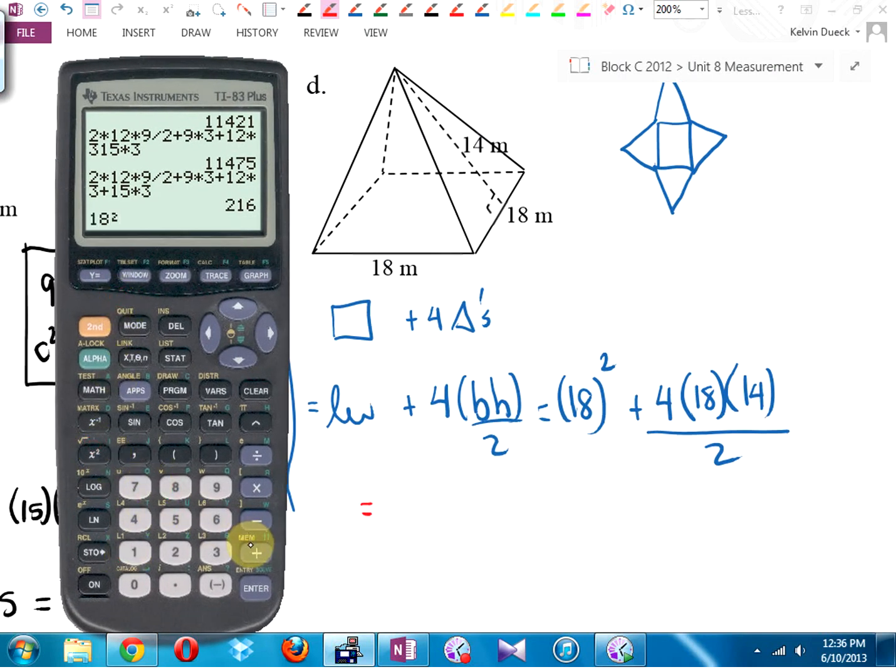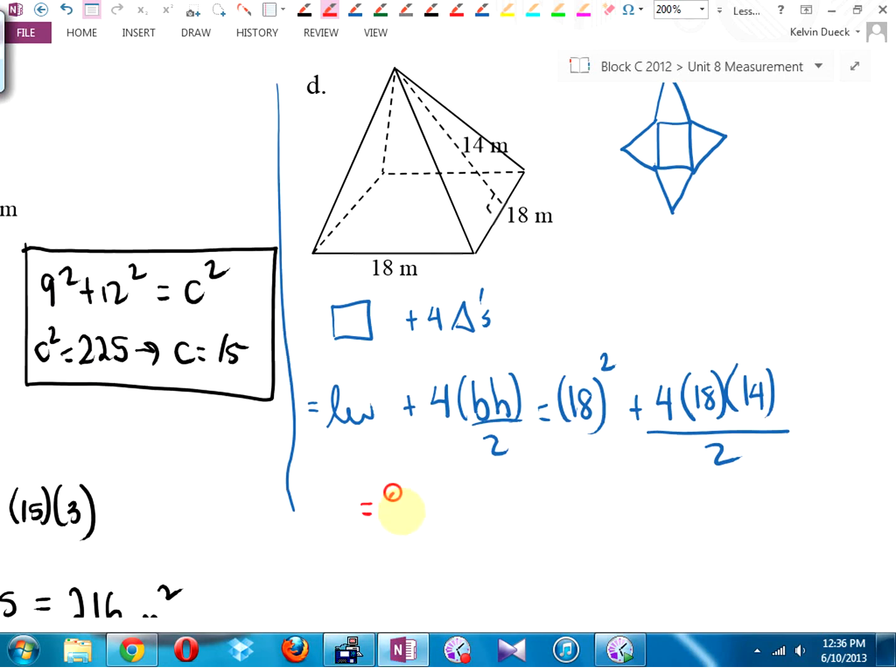And you need to practice this on your calculator. Do you get 828? Yep. 828 units. Meters squared. Okay.